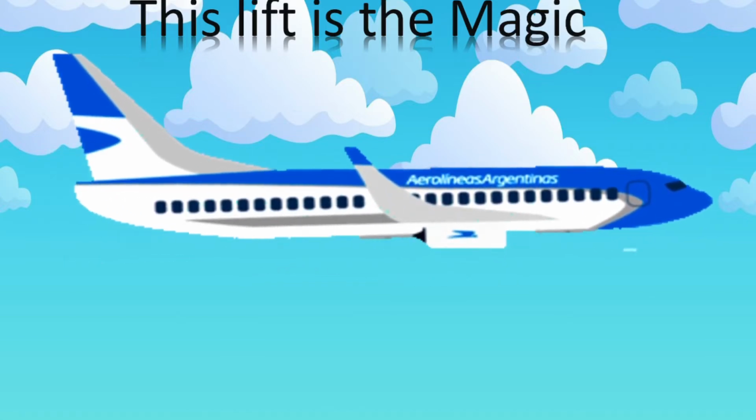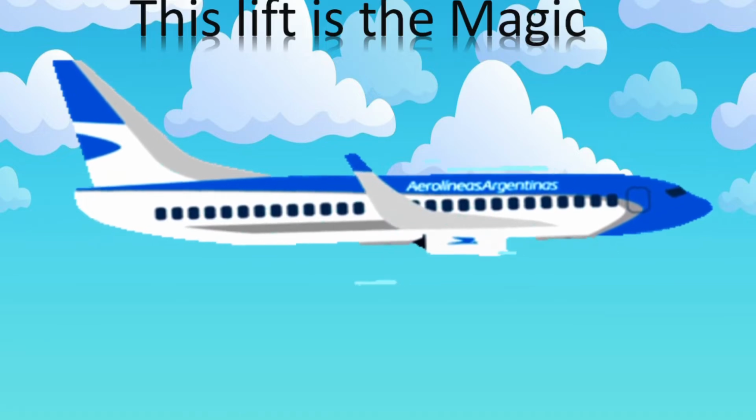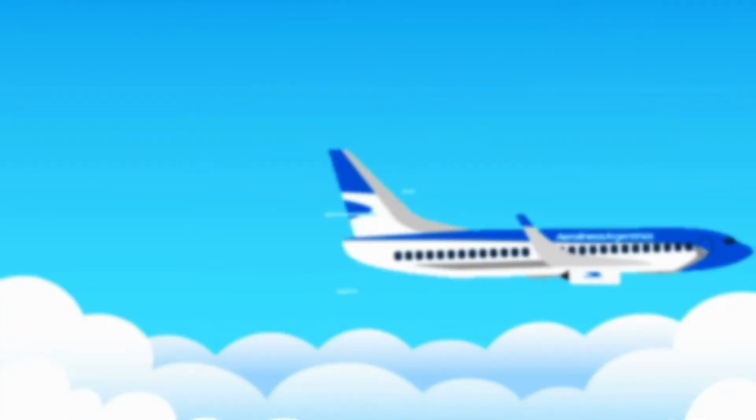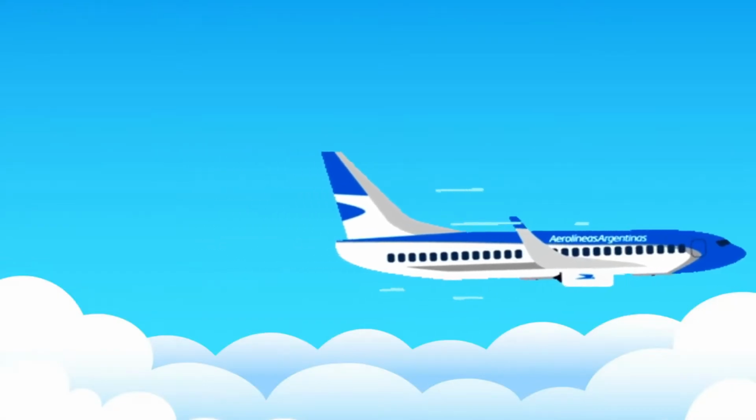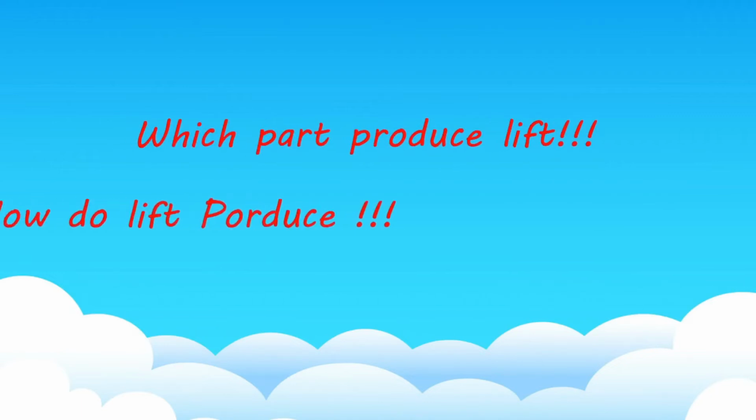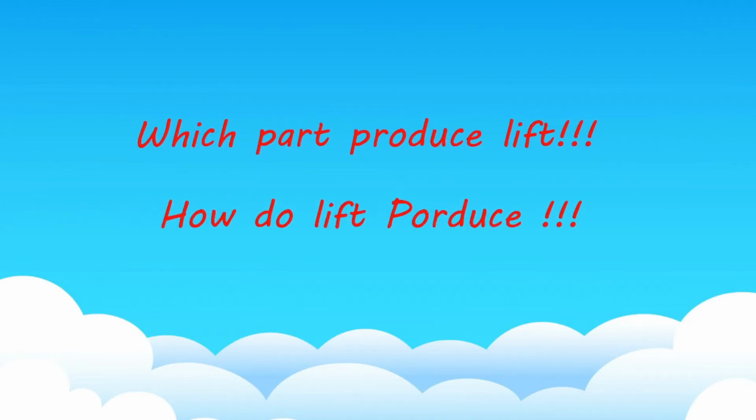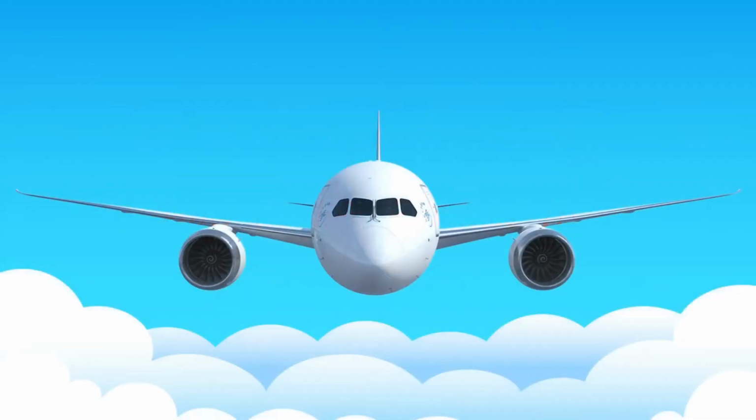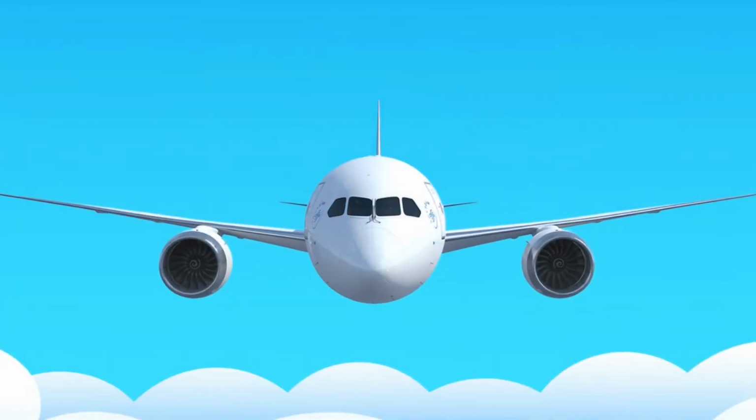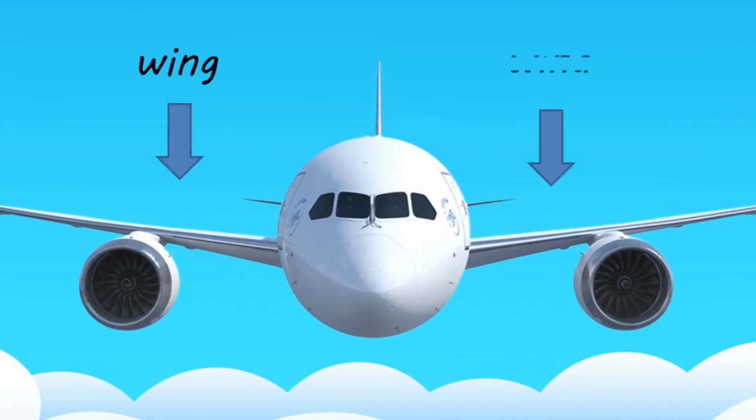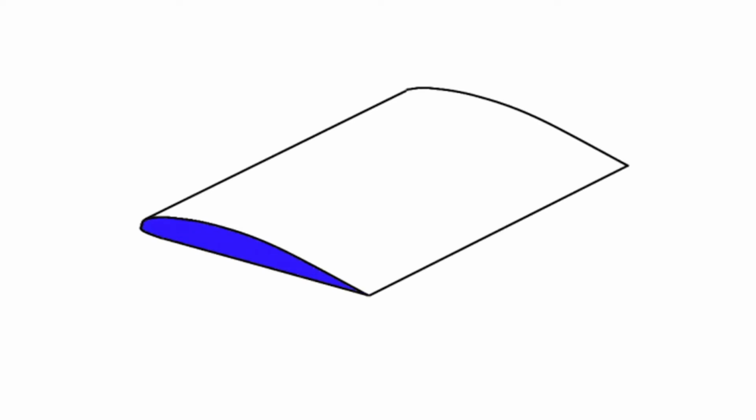But how? To know that, we have to go through how lift is generated. No worries, I will explain it simply. To make it simple, first identify which part of the aircraft produces lift. Second, how is lift produced? We will learn it one by one. The first question's answer is simple: it's the wings that produce lift. The second question's answer is a bit tricky. The answer lies in the wing's design.